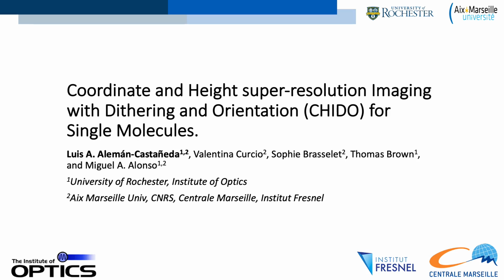Hi everyone, my name is Aleman Castaneda and I'm going to be talking about the project that I've been working on for the last 2 years. It is about super resolution microscopy that enables 3D localization of single molecules and also gives you the information of their orientation. We call it Coordinate and Height Super Resolution Imaging with Dithering and Orientation, or simply CHIDO. And this is a collaboration between Institut Fresnel at Aix-Marseille Université and Institute of Optics at the University of Rochester.